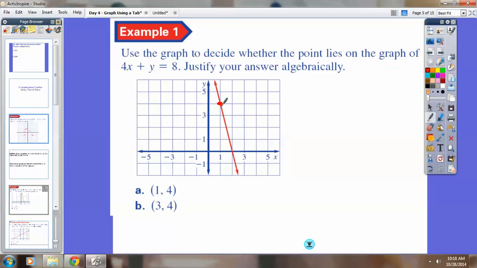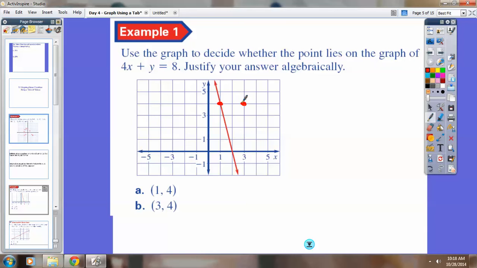What about (3, 4)? Is that a solution? Take your pencil and put a dot where (3, 4) is. Point B is right here at (3, 4). It is definitely not on our line, so it is not a solution.